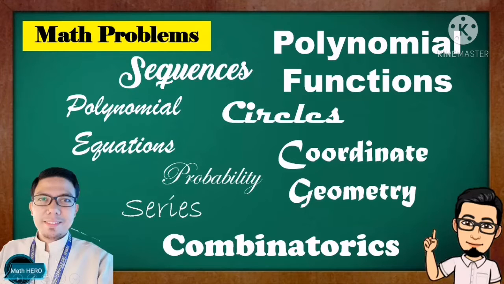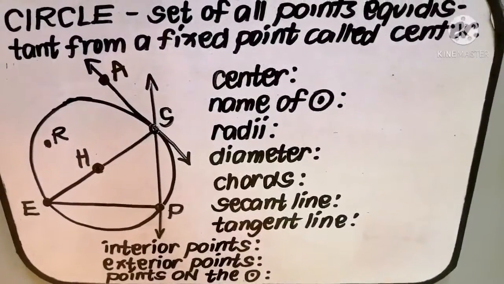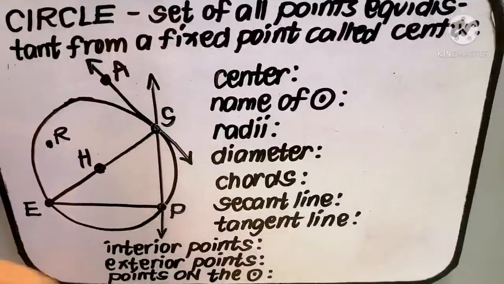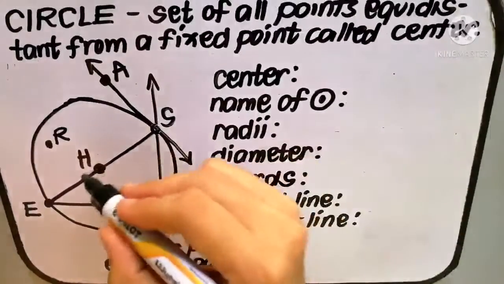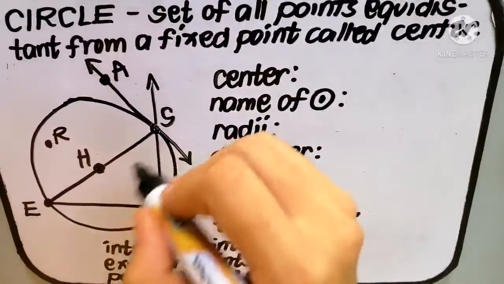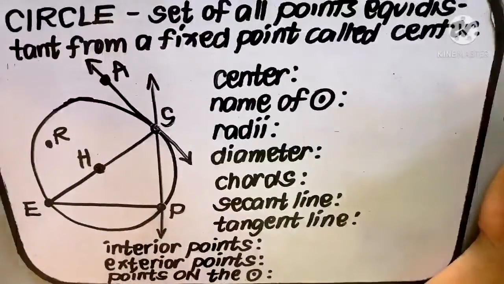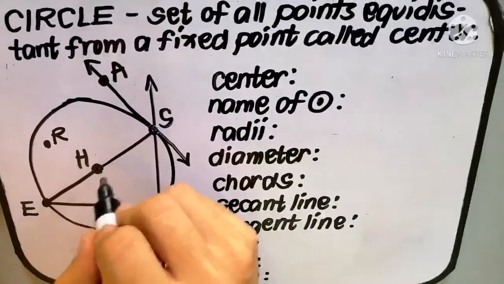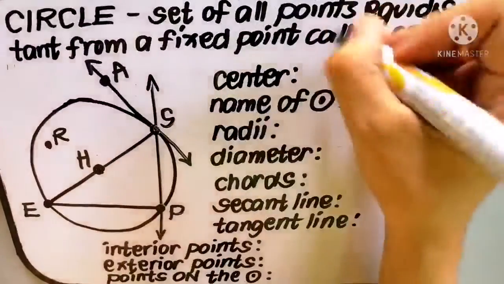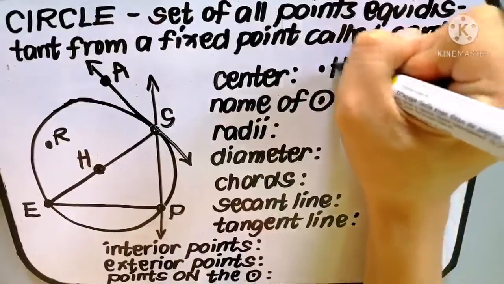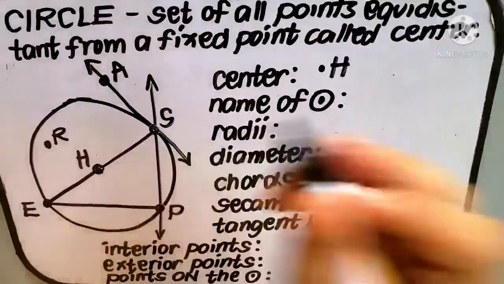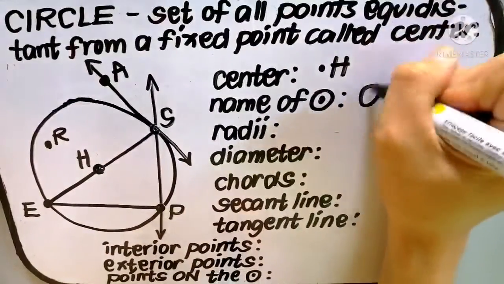In this video, we are going to discuss another math problem. Now, a circle is a set of all points equidistant from a fixed point called the center. Given here is our illustration of a circle and its parts, so let us identify the different parts of the circle. Let's start with the center. As we can see, this is the center, which is point H. The name of the circle is named after the center, so this is named circle H.